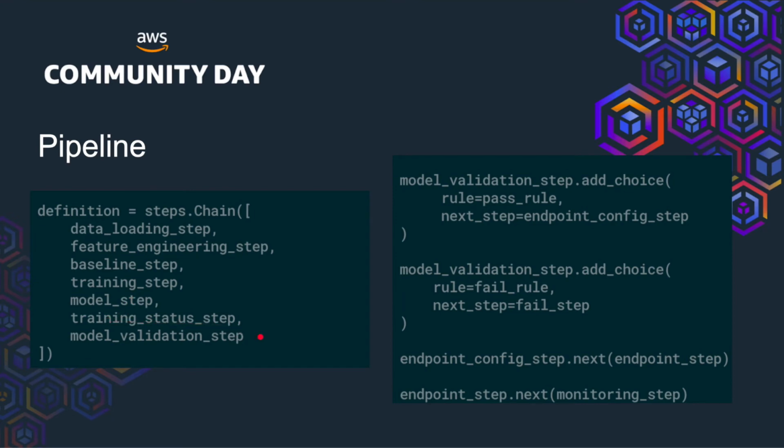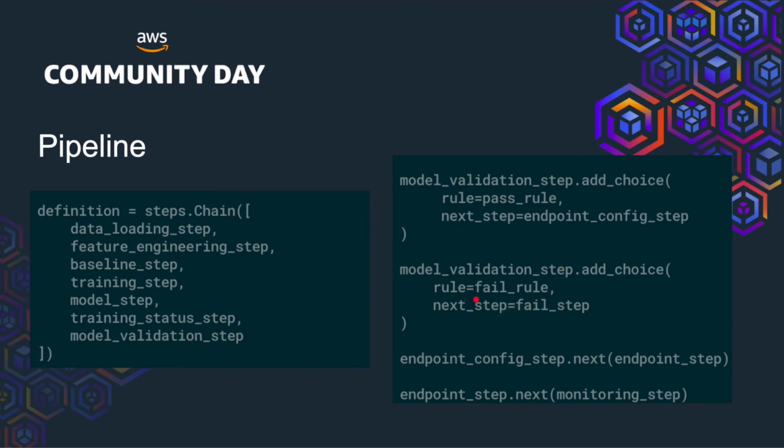When a decision needs to be made before the workflow can be continued, a choice step can be used. And inside the choice step, you could use the rule to define the decision logic and also the next step accordingly. For example, here, the model validation step is a choice step, and I use the pass rule to indicate that the model is valid. And then we could proceed to the next step, which is the endpoint config step to deploy the model into production or as an endpoint.